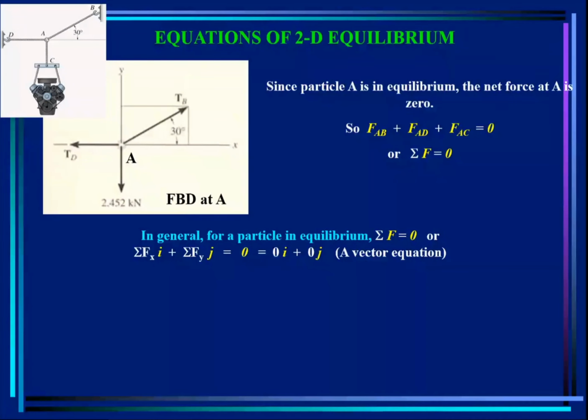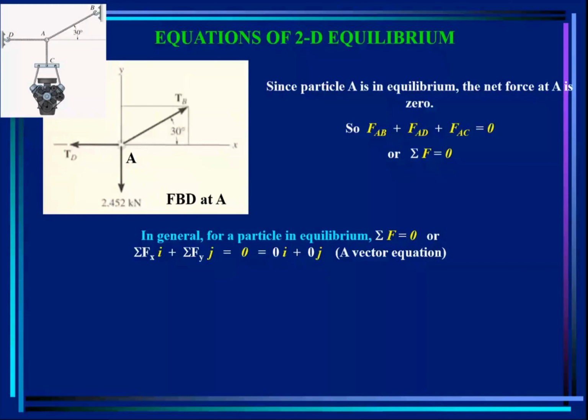Equation of 2D equilibrium. So we now know how to draw the free body diagram. Remember, if you want to do analysis only at any one point, you draw that point and cut it off from the surrounding and apply all the forces and known information on that point. And then you apply your equation of equilibrium.